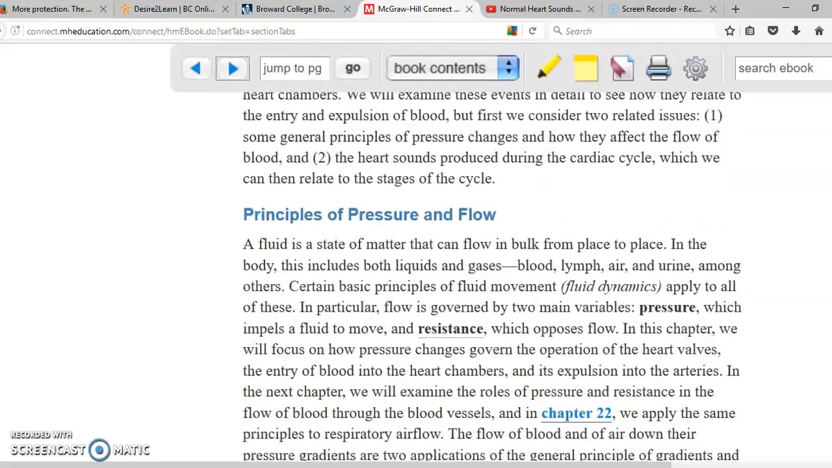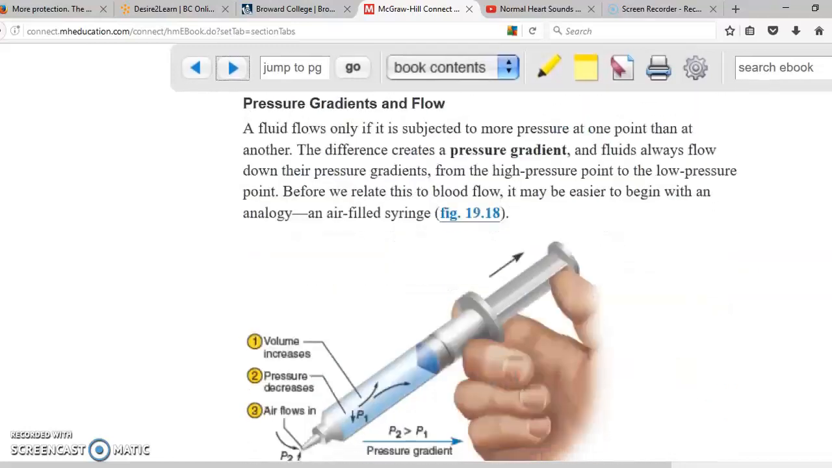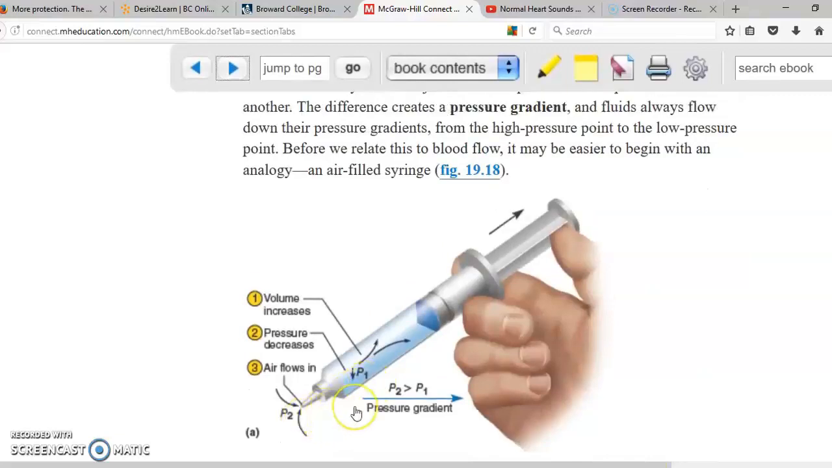Principles of pressure and flow. This is what is going to make the blood flow. So right here they are using a syringe in order to show you that. Pressure 1, pressure 2. The concept in here is high to low. So if you have more in here and you have less in here, then everything will flow this way. So fairly easy to understand, high to low pressure.